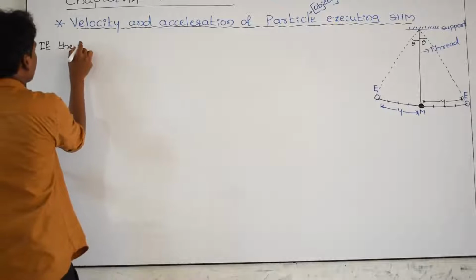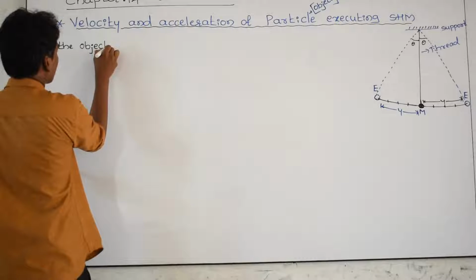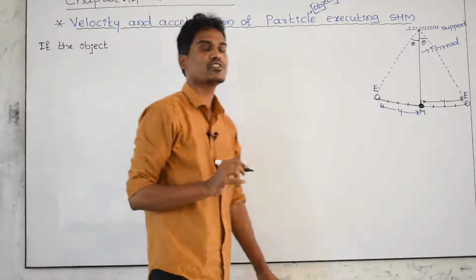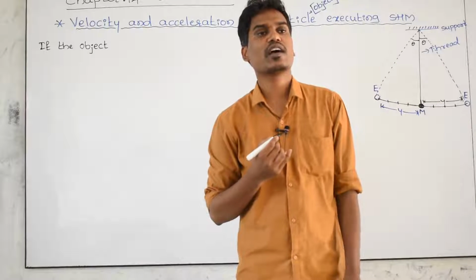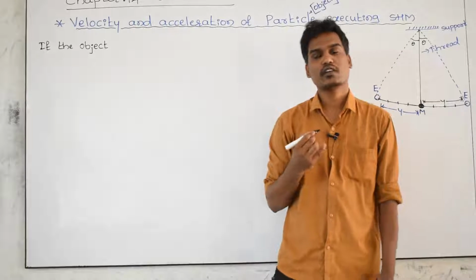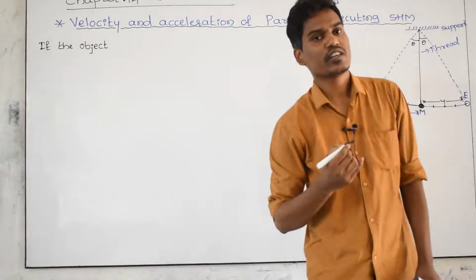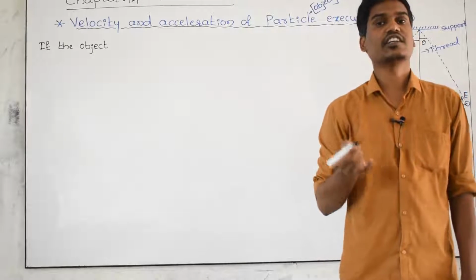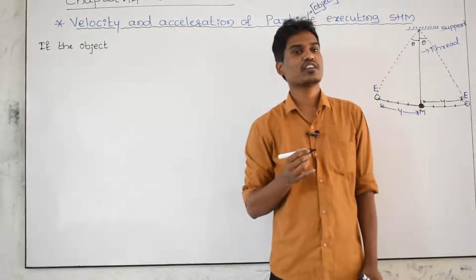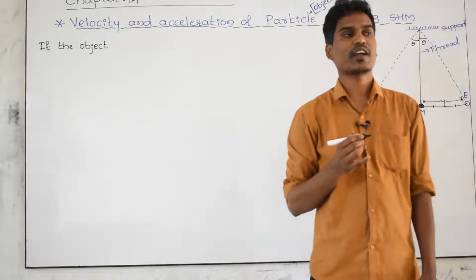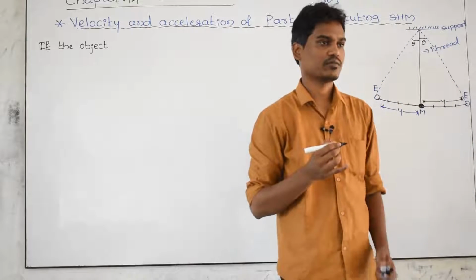object is executing SHM, its displacement from the mean position can be found by using one formula, that is y equal to a sin omega t, and another formula I have discussed, y is equal to a into cos omega t. Whenever the object is in simple harmonic motion, its displacement can be determined by using two formulas. One formula is y is equal to a into sin omega t, and another formula is y is equal to a into cos omega t.